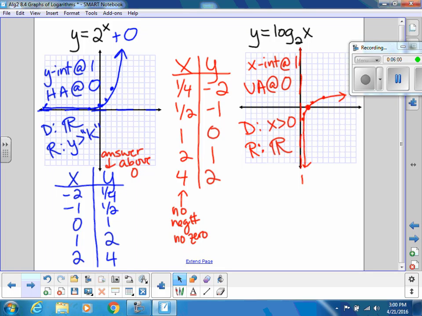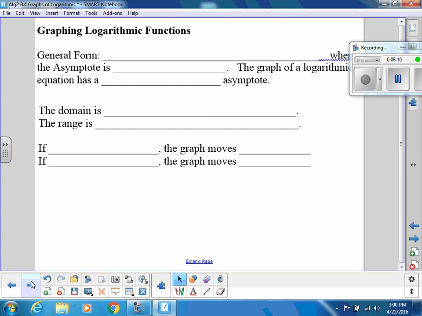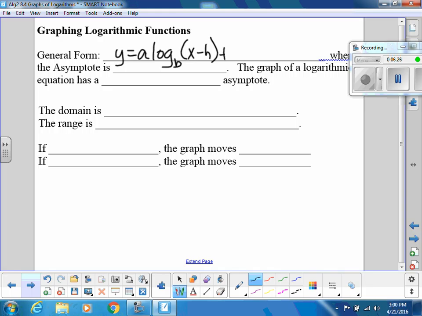So if you remember exponential, all you have to do is flip-flop it for the logarithm, and that'll help you with logarithmic graphs. Okay, so let's write some general forms of our logarithmic functions. That was one specific example. So we're going to have y equals, you can have some number in front of your log, that's okay. The log can be any base. And then you're going to have x minus h plus k.